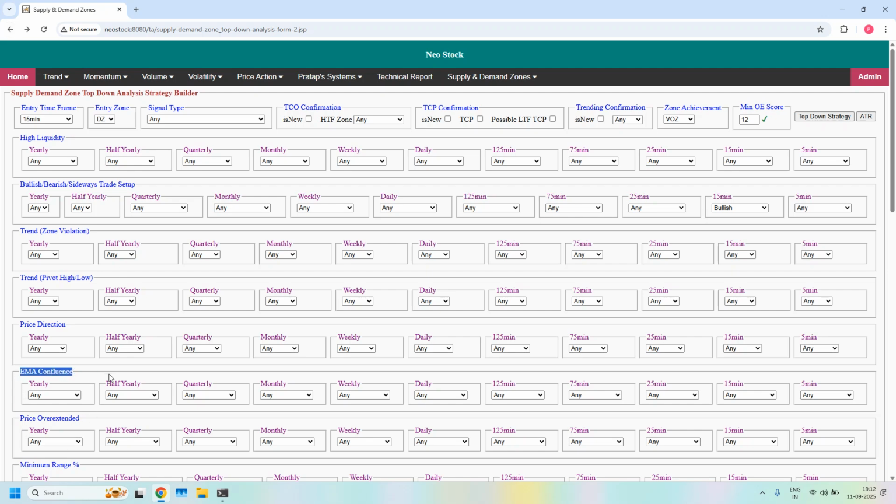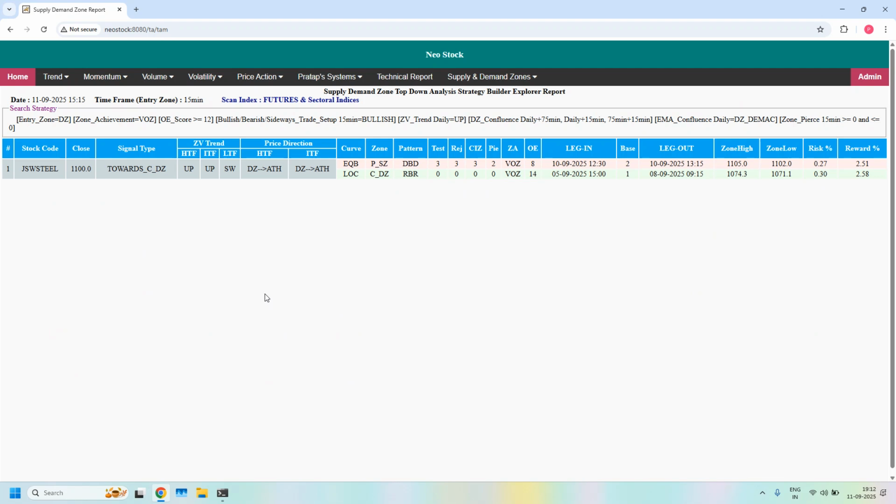Let's verify. A daily time frame, daily demand zone with daily EMA confluence. At the same time, trend on the daily should not be sideways. It should be uptrend, bullish trade setup. One stock is filtered. So this 15 minutes demand zone might have high probability to get success, provided less than 20 checklist items are satisfied. So this is bullish trade setup for daily income trade.